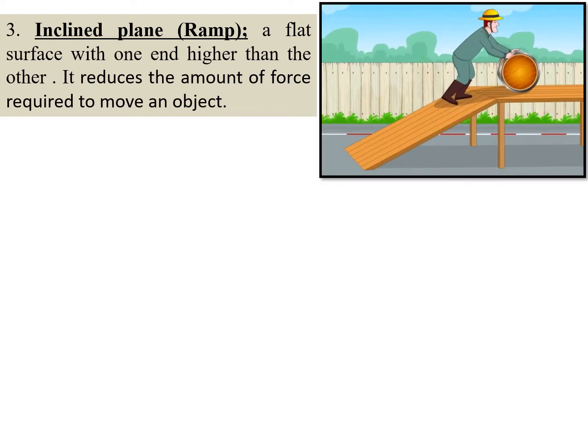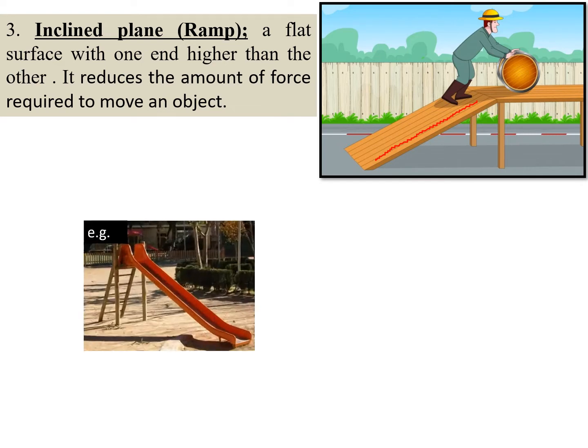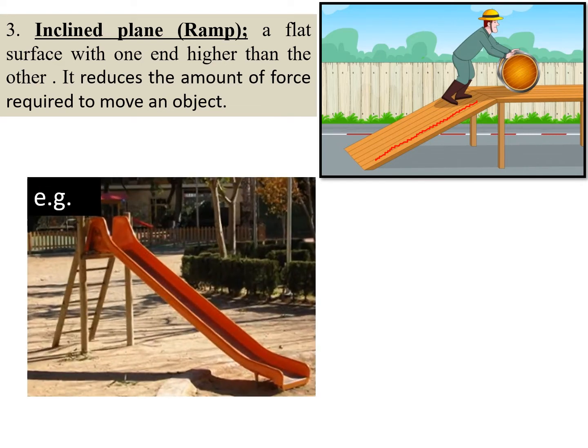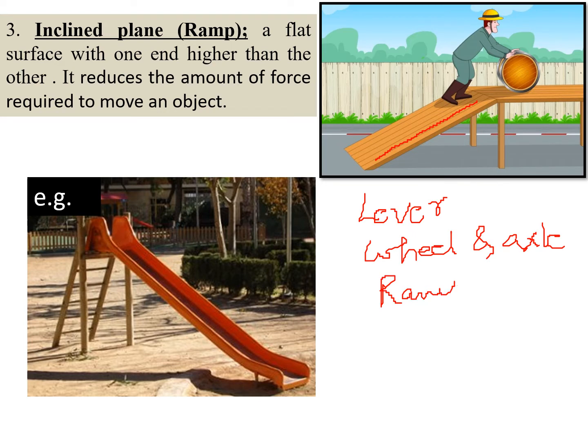What is a ramp? It is a flat surface or a plank where one end is at a higher height and the other end is at a lower height. So it reduces the amount of force required to move an object. And best example is the slide that we see in the garden. So up to now we have seen 3 types of simple machine. First one was the lever. Second one was the wheel and axle. And this third one is a ramp or an inclined plane.